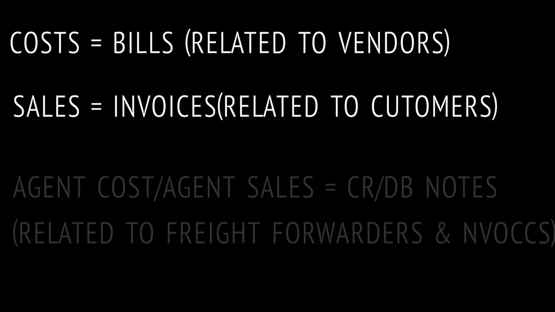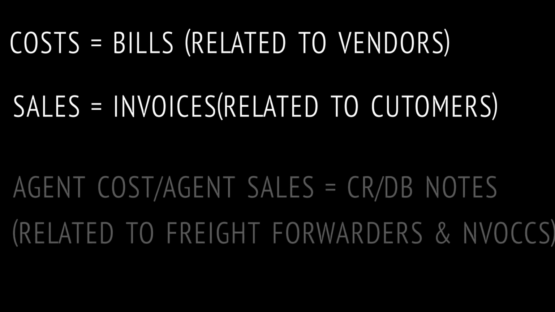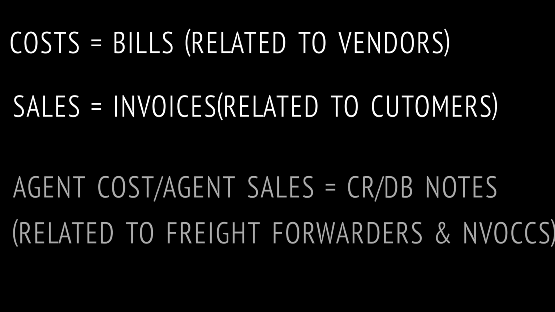The last section is for credit and debit notes with your agents. Agents are usually other freight forwarders or NVOCCs. Because you typically have more complex back and forth transactions with agents, they are handled in a particular area for credit and debit notes. Credit debit notes are abbreviated in the program as CRDB.